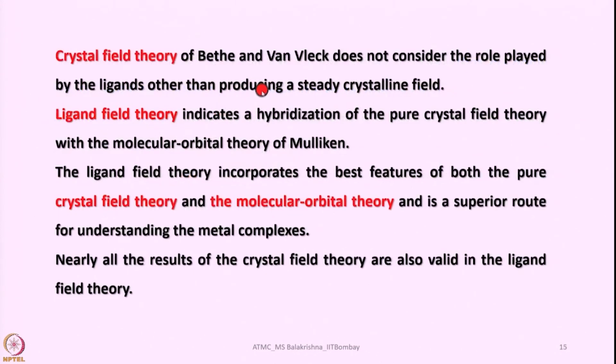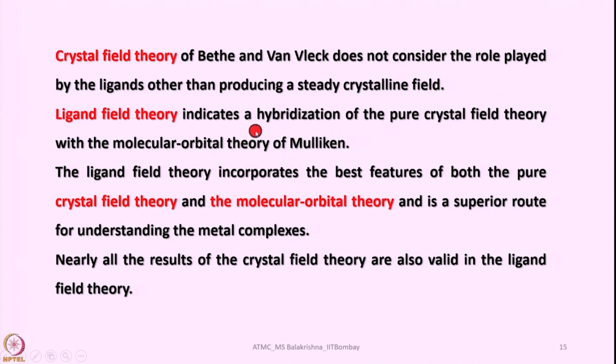Crystal field theory of Bethe and Van Vleck does not consider the role played by the ligands other than producing a steady crystalline field. That means the role of the ligand ends there, after generating an electric field to influence the metal ion and its electrons. That is what crystal field theory is all about. But ligand field theory indicates a hybridization of the pure crystal field theory with the molecular orbital theory of Mulliken. So what ligand field theory does is take the hybridization concept, take pure crystal field theory, and also consider the molecular orbital theory of Mulliken.